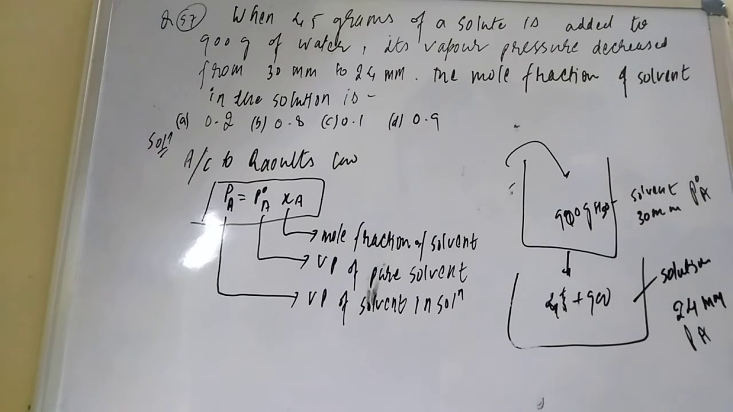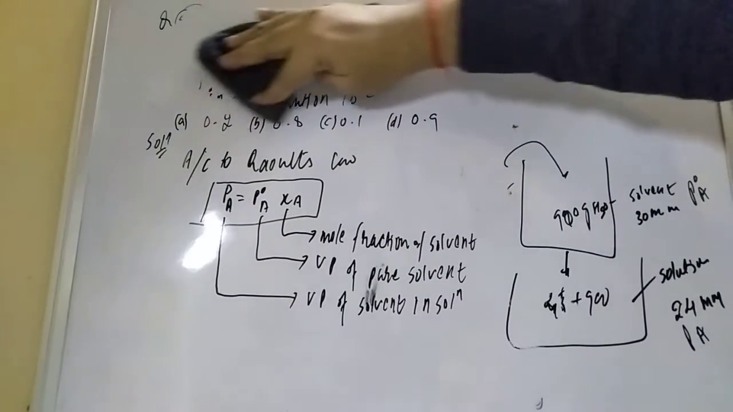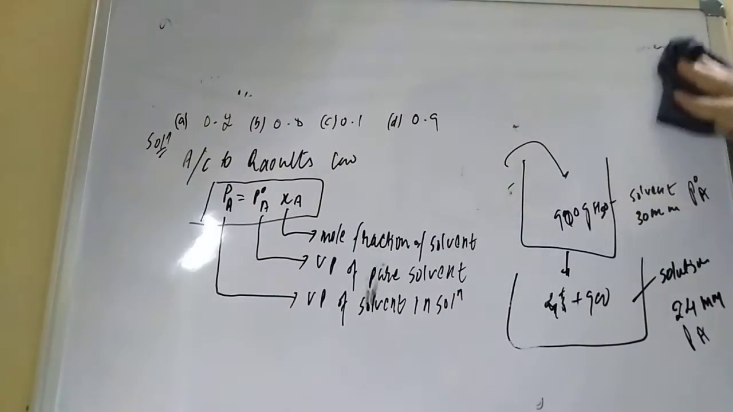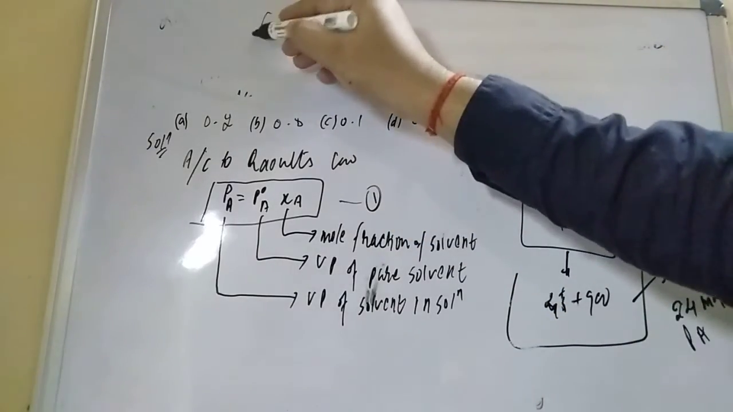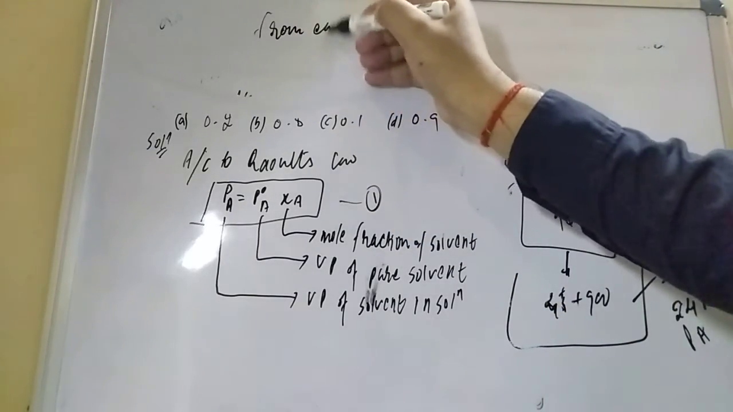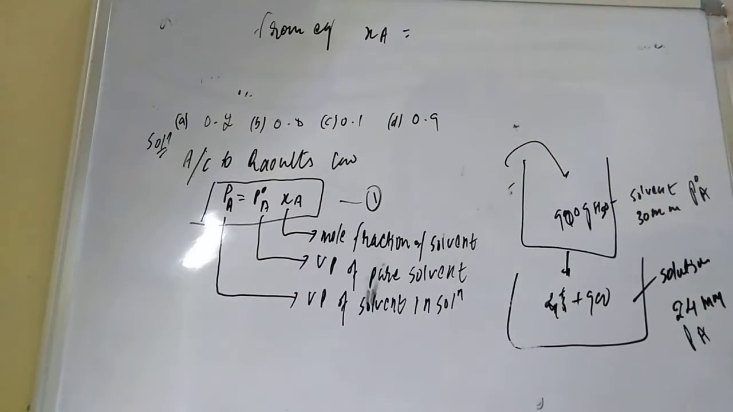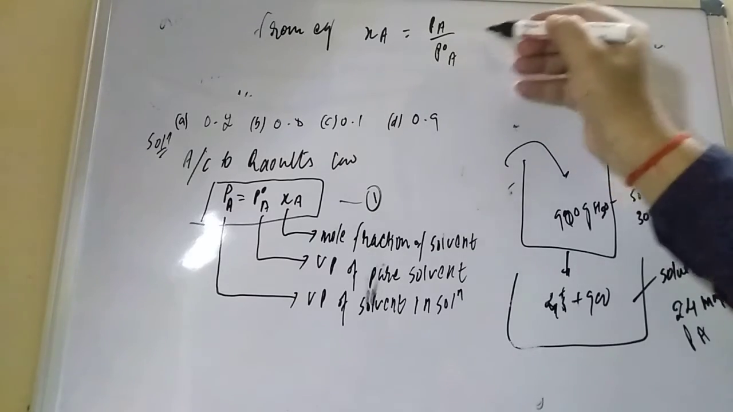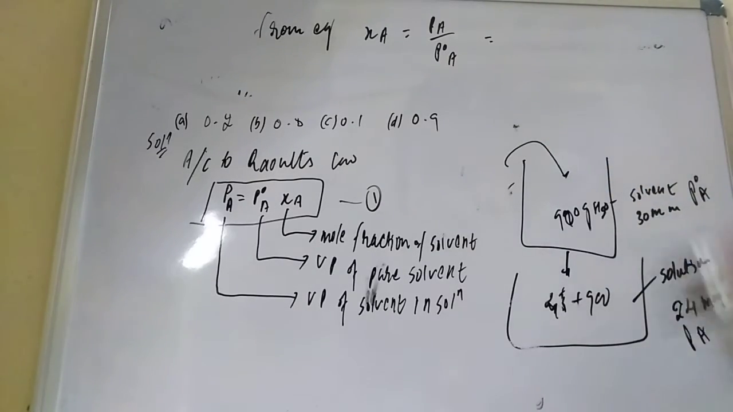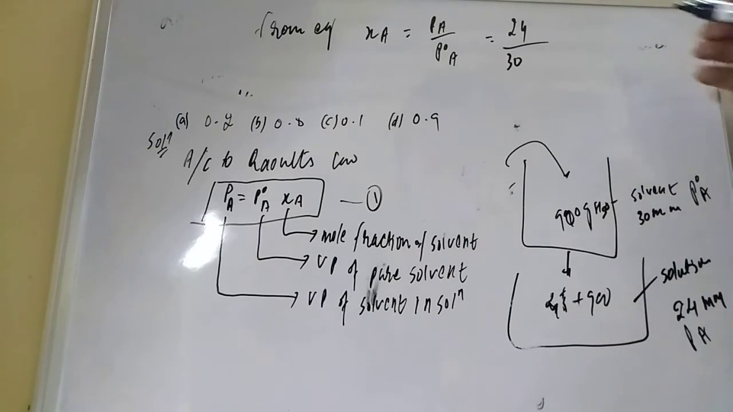Now you can solve this problem very easily. I am erasing the question, friend, but not the options. Suppose this is equation number 1. From equation 1, we can write XA is equal to PA upon P naught A. PA is how much, student? Here it is 24. P naught A is 30.